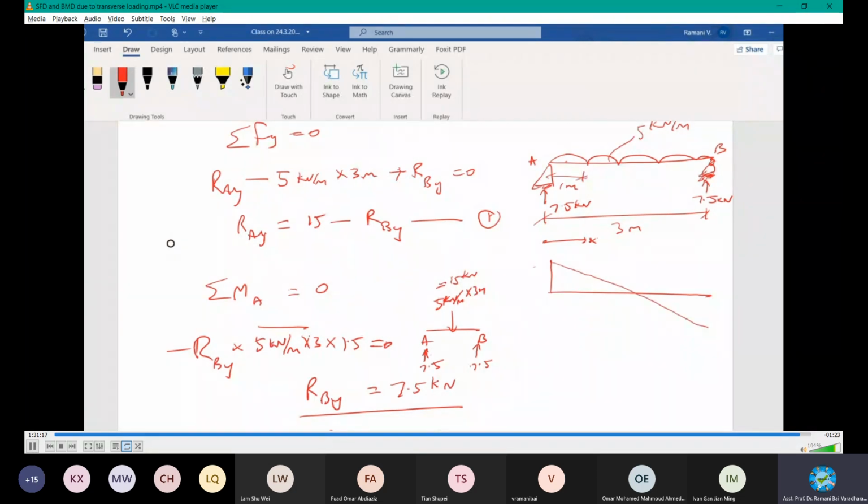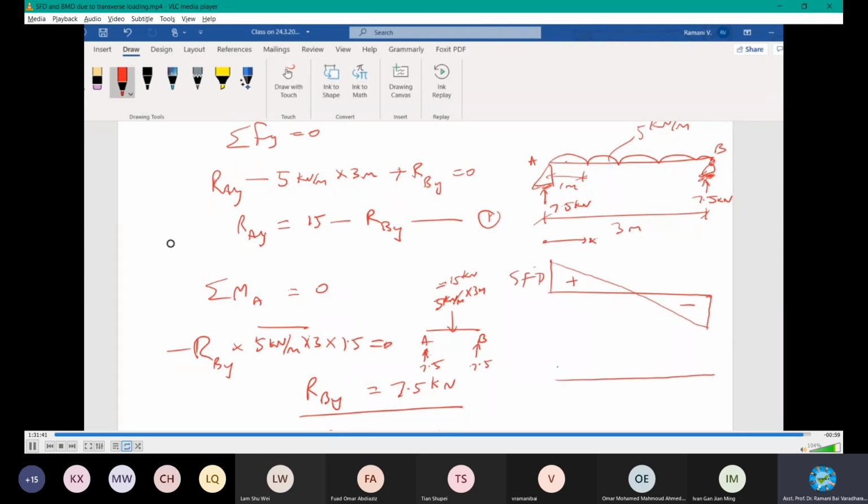At one point it will cross 0, and then from here at B, if you check, there is another positive value, which is 7.5. You need to add another 7.5. With that, it will be going down to this value. Hence, it is closing the loop, remaining positive and negative here. This is the shear force diagram.